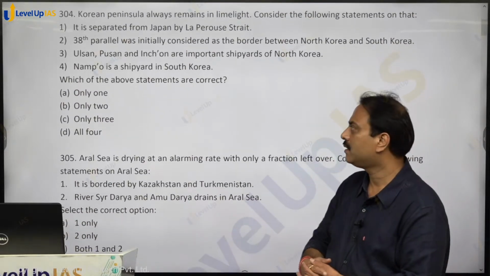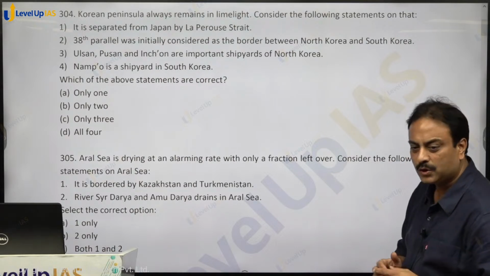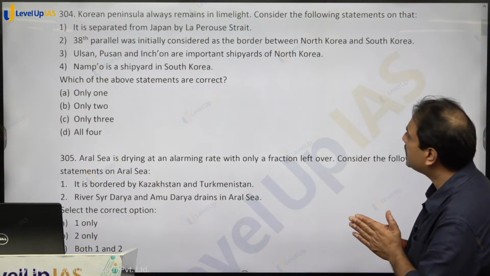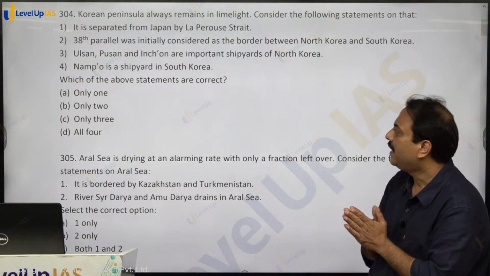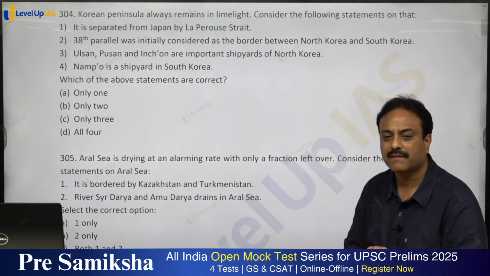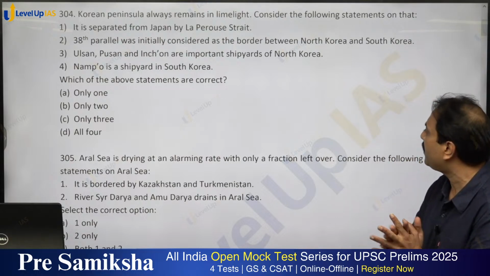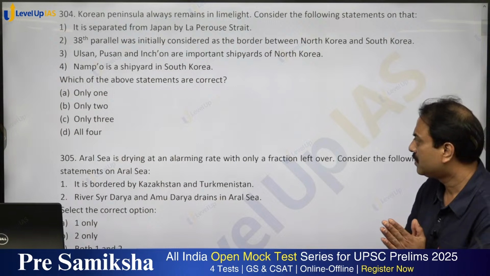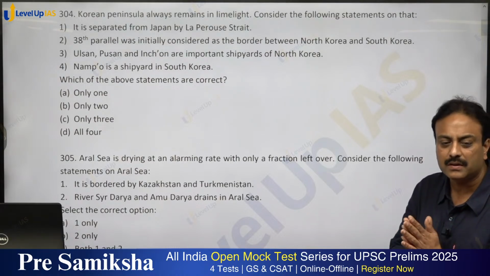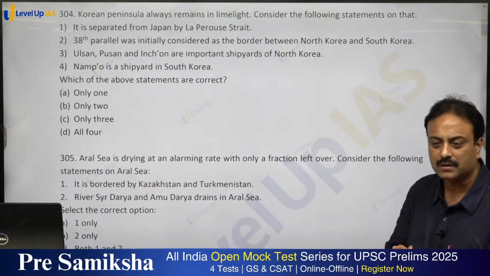Question number 304. Korean Peninsula always remains in limelight. Consider the following statements on that. It is separated from Japan by La Perouse Strait. 38-degree parallel was initially considered as a border between North Korea and South Korea. Ulsan, Pusan and Incheon are important shipyards of North Korea. Nampo is a shipyard in South Korea.